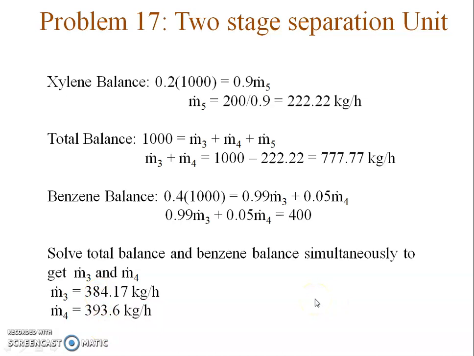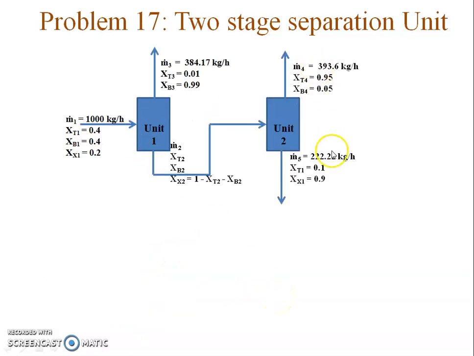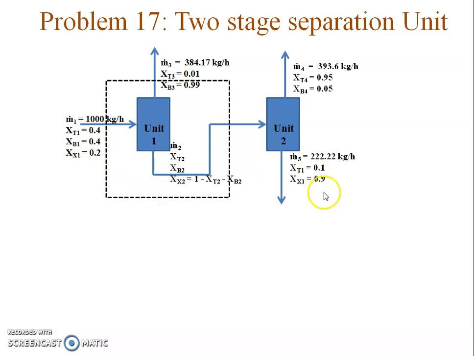So now by taking the overall balance, I have got 3 values: M5, M3 and M4. So I'm going to update my flowchart. Now these values are known. Let me again check my degree of freedom on unit 1. Now there are 3 unknowns and there are 3 equations. So the degree of freedom is 0. I can take a balance on unit 1 and solve this problem.